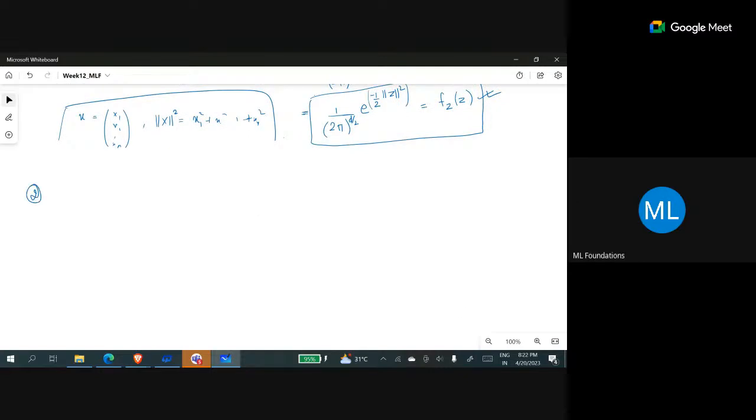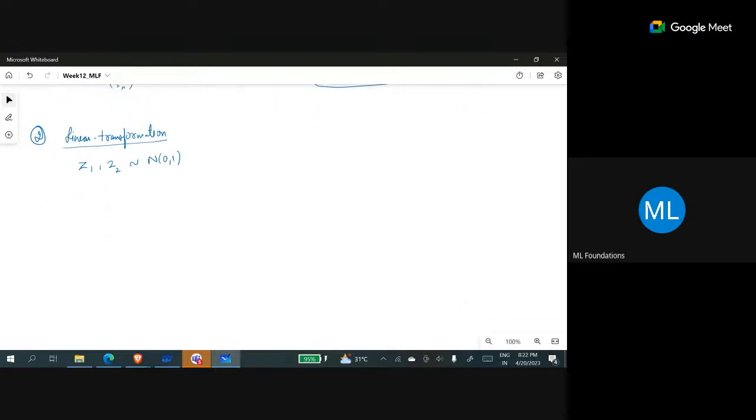So next we will see some linear transformation. In week 11, you have seen the transformation, so this is just the extension of that linear transformation. Again, you have Z1, Z2 coming from a normal distribution with mean 0, variance 1. And you define two random variables. X1 is just Z1, and the other random variable X2 you define as rho times Z1 plus the square root of 1 minus rho squared times Z2. And this rho belongs to minus 1 to 1.